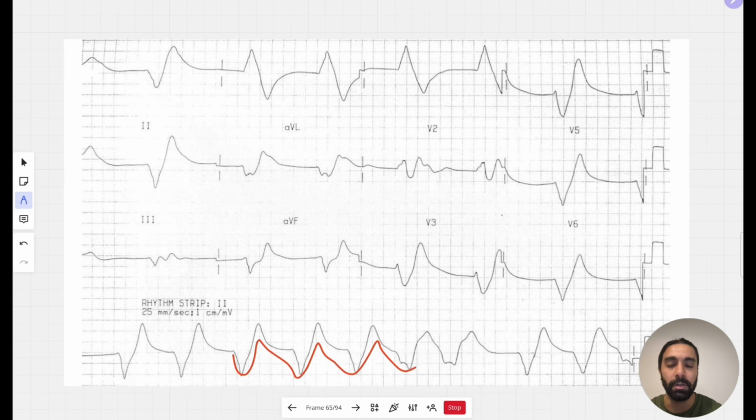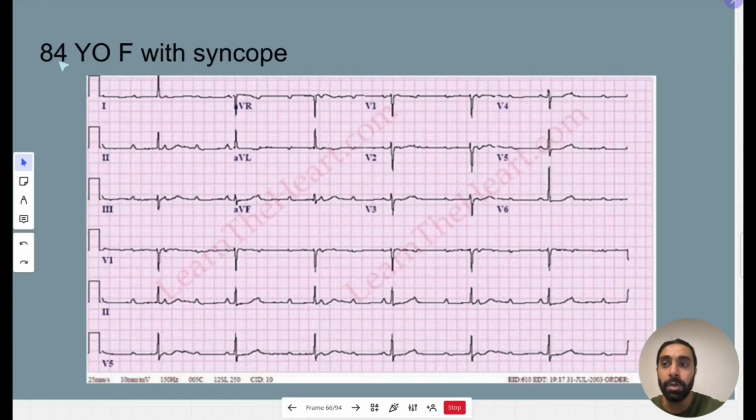And these patients are going to code if they haven't already done so. All right, take your time with this one. You have an 84-year-old female who's coming in with syncope. So think about your differential for syncope, review this one, and get back to me.